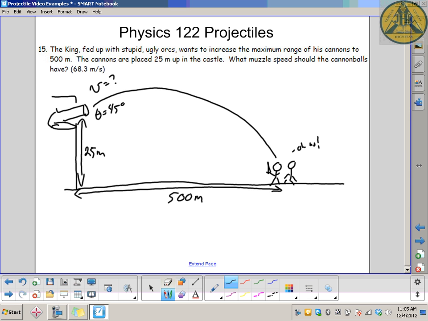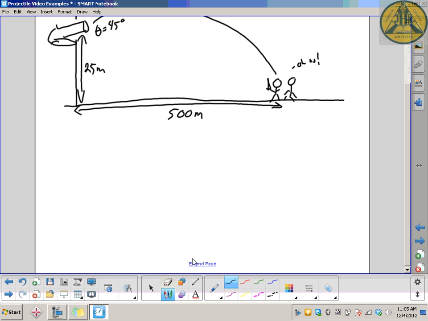Right, so I got my diagram set up. I got my orcs here on the right, getting hit with hopefully a cannonball 500 meters away. This question plays out similar to some of the other questions that we've done already. We're trying to find the magnitude of the velocity of the cannonball. We're going to set up two equations and solve a system of equations. It gets a little mathy, but hopefully by the time you watch this video you have some experience and I'll be able to do this one a little bit faster.